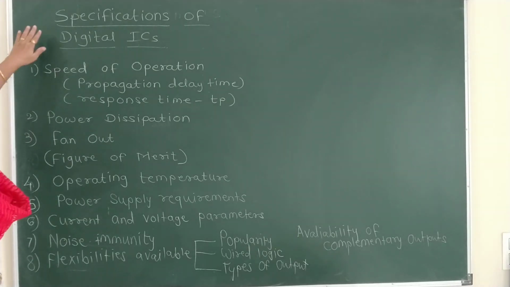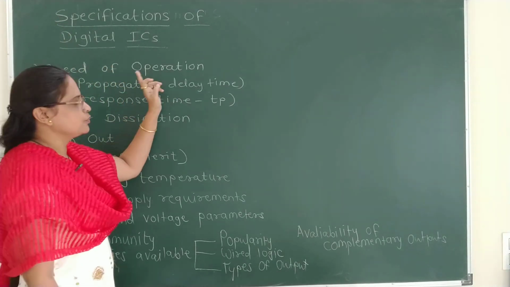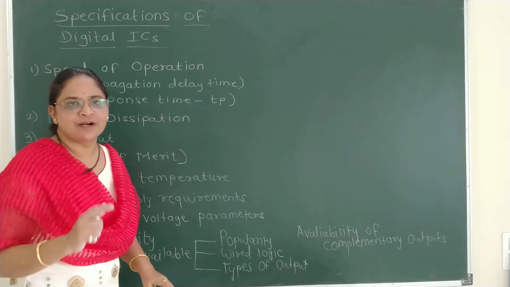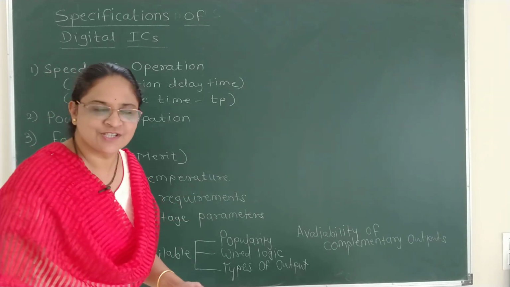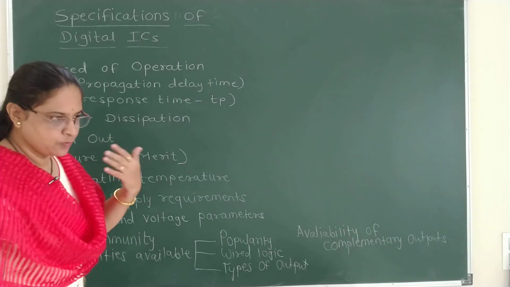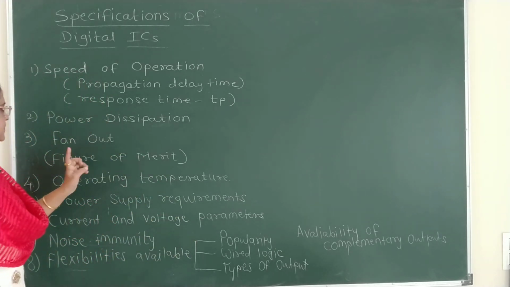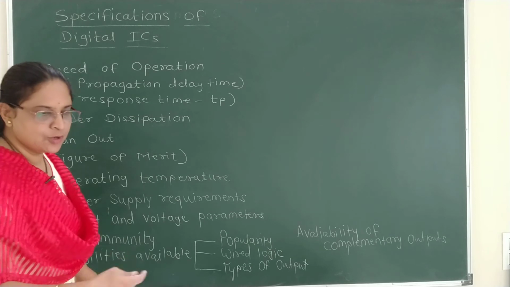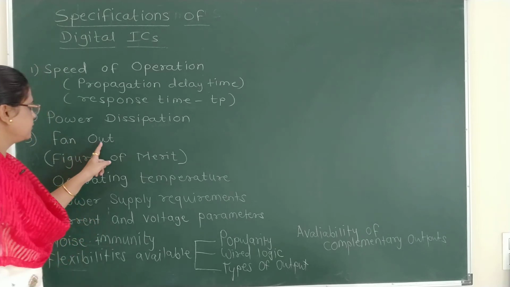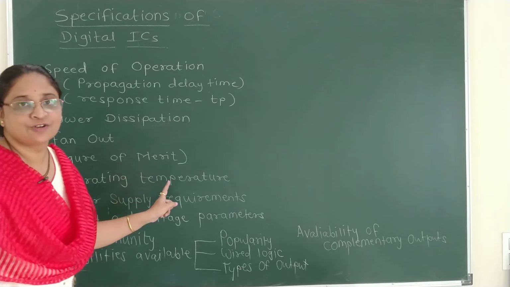Here is the list of specifications of digital ICs. The first parameter is speed of operation, which is also known as propagation delay time. It means its response time, the time required to change outputs after inputs have changed, labeled as TP. Next, power dissipation, that is how much maximum current capacity that particular IC has. Next, fan out: how many similar circuits can be reliably driven by that digital IC. And the product of power dissipation and speed of operation is known as figure of merit.